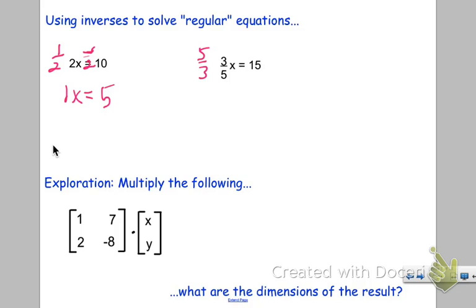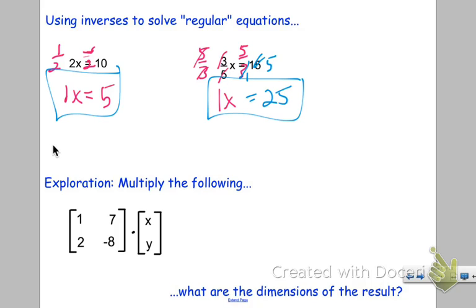Now it's important that we multiply on the same side, because which side you multiply in matrices actually matters. So that is an inverse, so it cancels out, gives me 1x. And this cancels out and gives me, 3 goes into that once, goes into that 5 times, gives me 25. So that solves a linear equation. What we're going to do for matrices is similar.